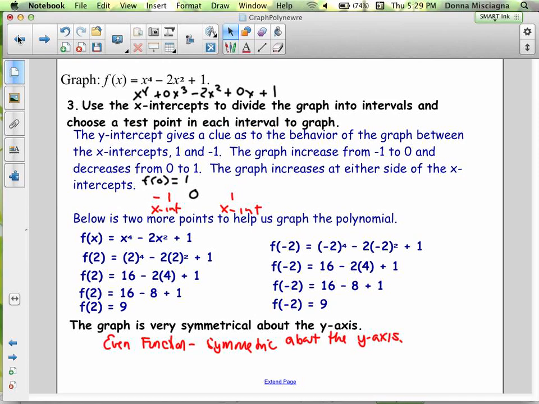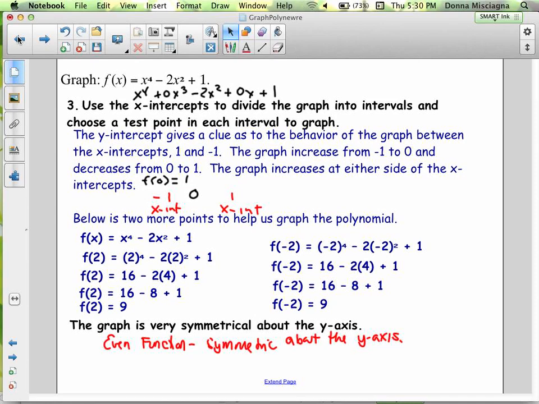This is one symmetric graph. So our two x-intercepts are -1 and 1. Smack in the middle is our turning point. And then on either side, we've got (2, 9) and (-2, 9). It's a very, very symmetric graph.